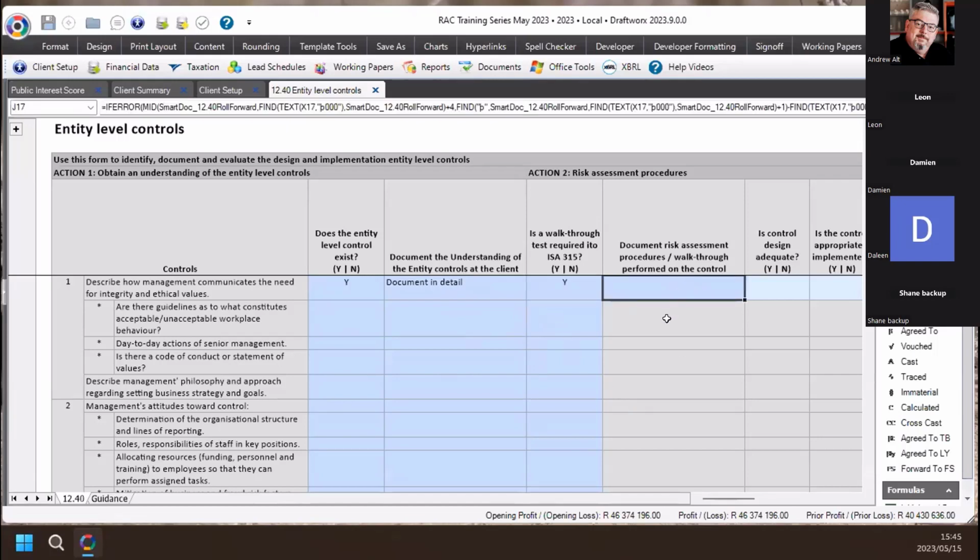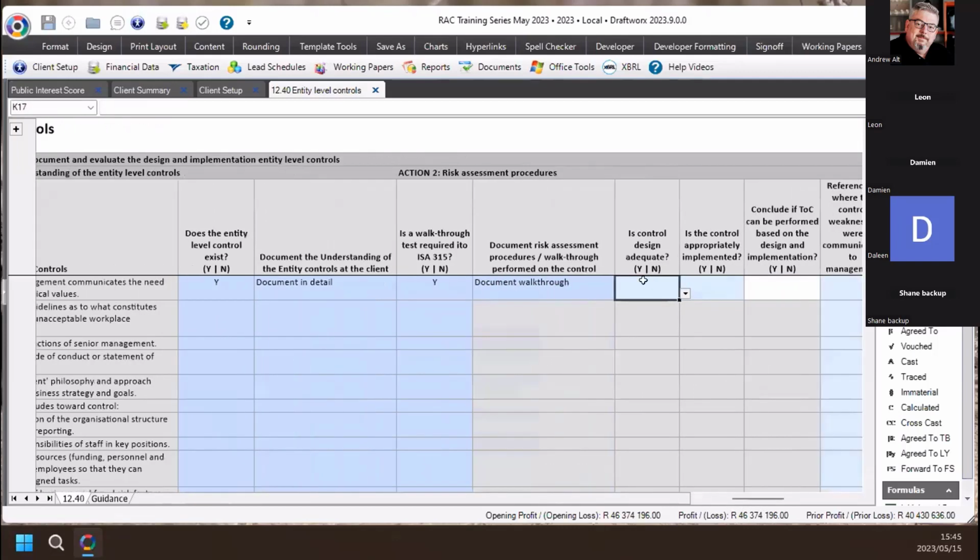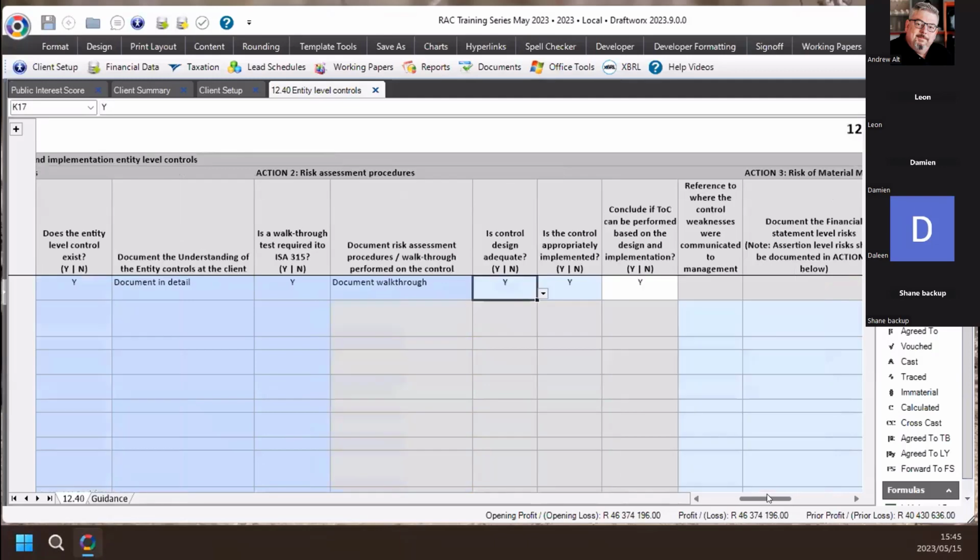So now I go and do the walkthrough, and I try and log in onto that client's banking profile. So just go and document that walkthrough. And then we make a determination whether the design and the implementation is adequate. Now, based on that, I conclude on whether a test of control can be performed.